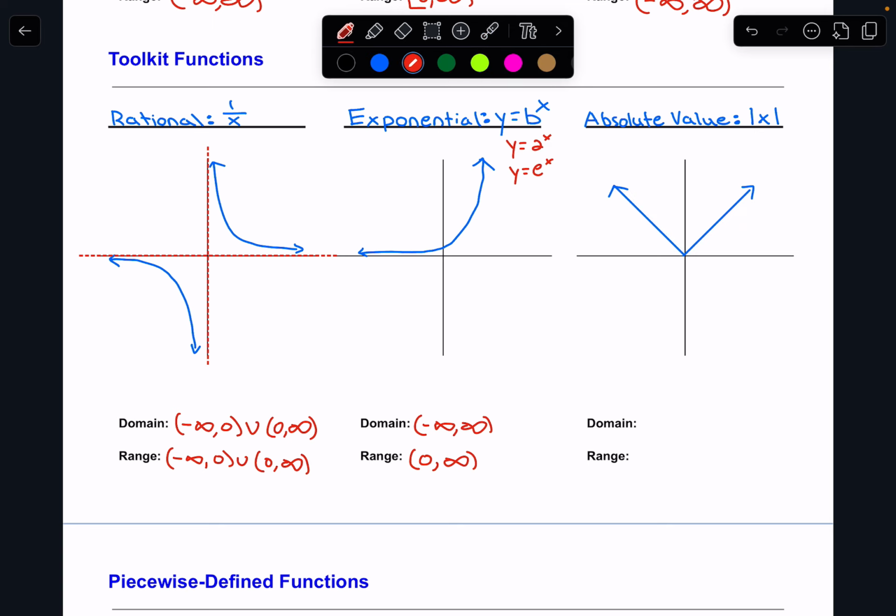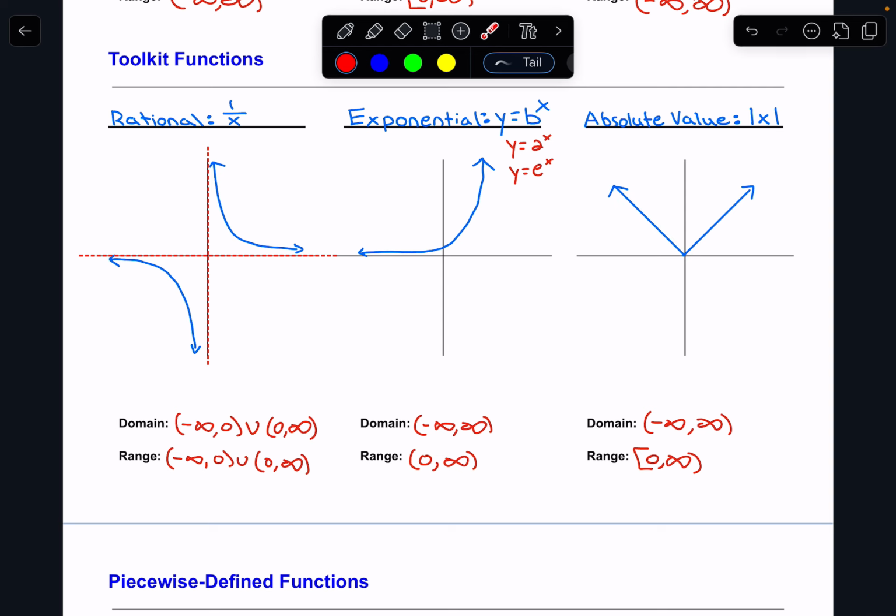The domain of this function is all real numbers. You can plug in everything from negative infinity to infinity. The range, though, just like a quadratic, is 0 to infinity, where we go down to 0, 0 at the origin, but then everything else is above the x-axis. Okay, so 0 to infinity. We go down to 0, but then we go back up.